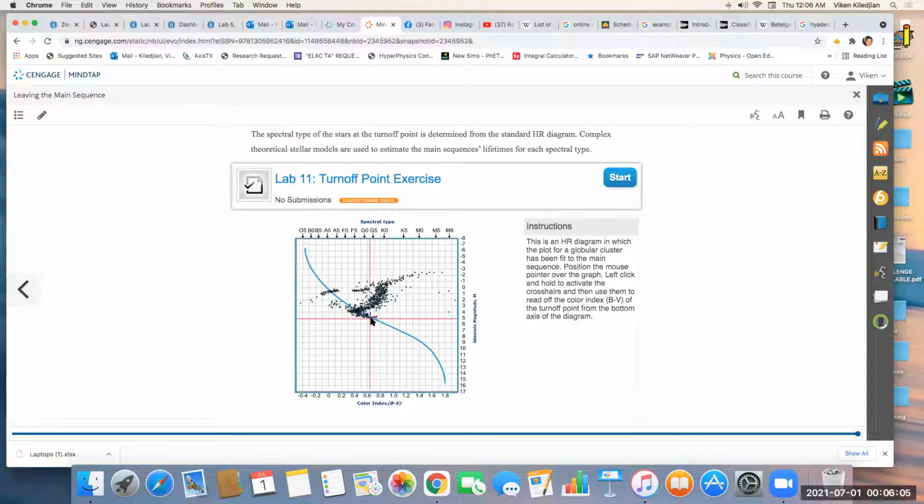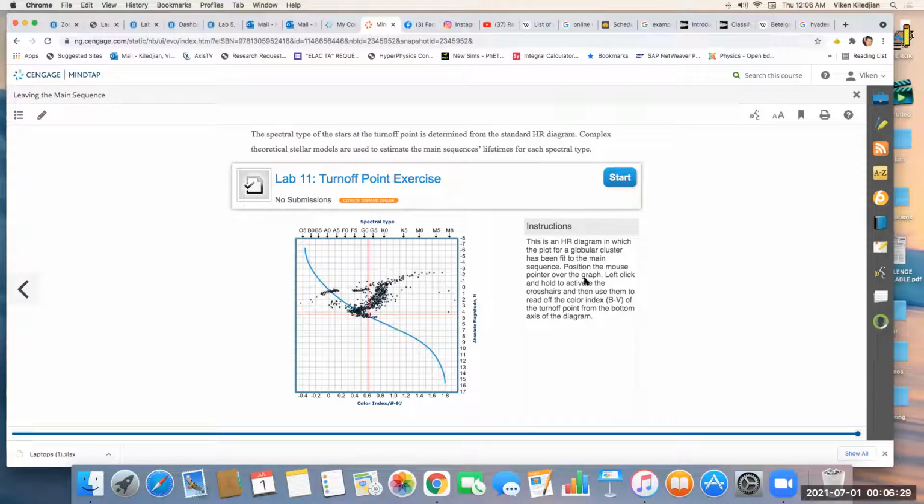Oh, okay. So we could go to any point and use the crosshairs, and you see the color index. So where's the turnoff point for this one? It's kind of hard to tell, huh? Is this the turnoff point? This is a globular cluster, which means those are usually older.